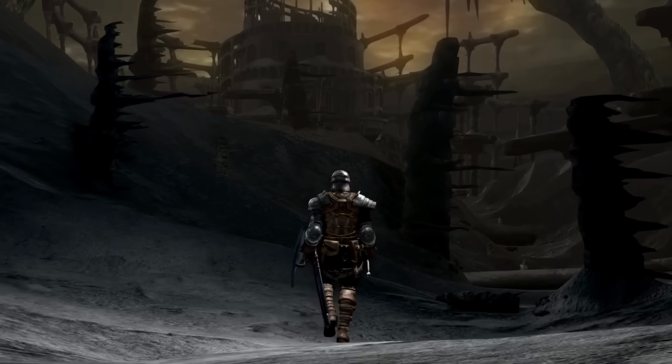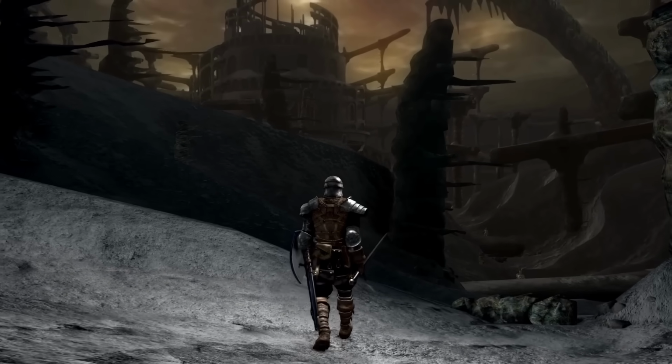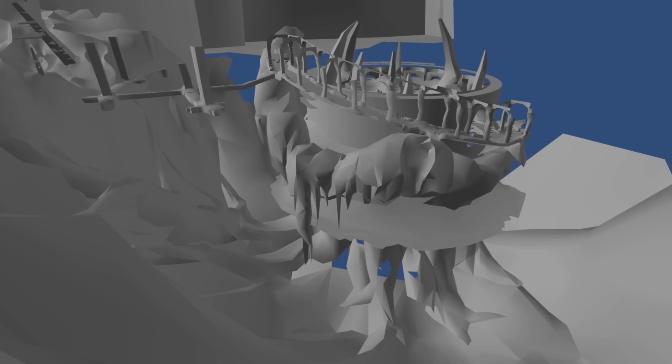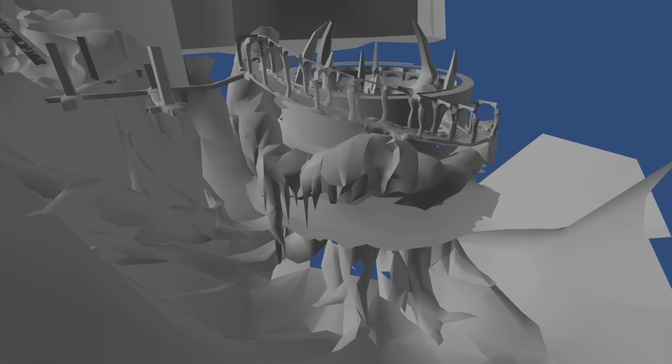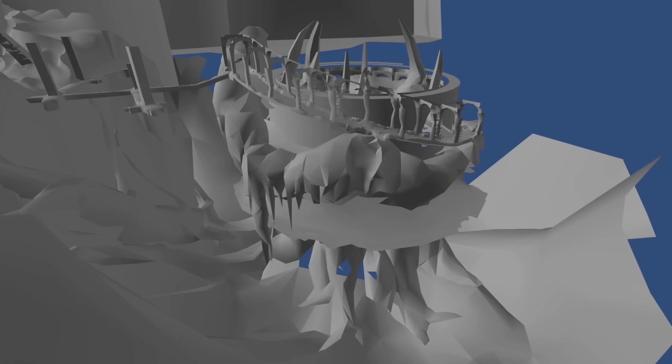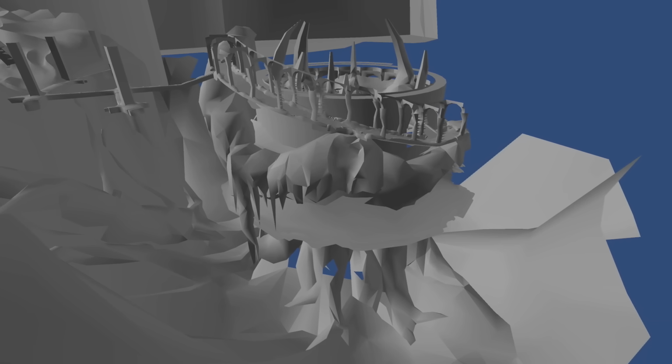So one thing I'd like to quickly mention about the Kiln is something that can be a bit harder to make sense of in-game. The area where you fight Gwyn is almost like a scaled-up version of the Lord Vessel. There's something like a stump or set of roots that supports a round structure on top, which carries the flame.